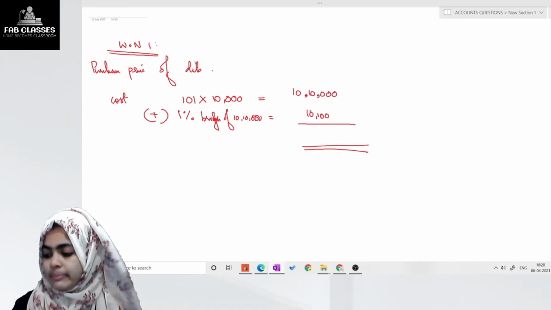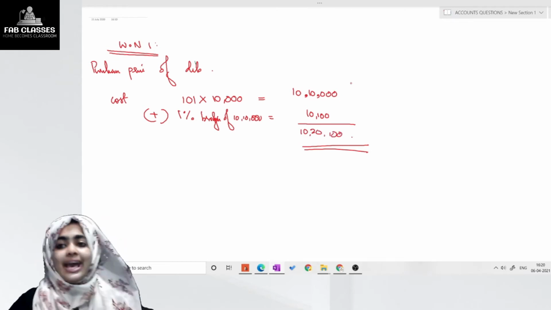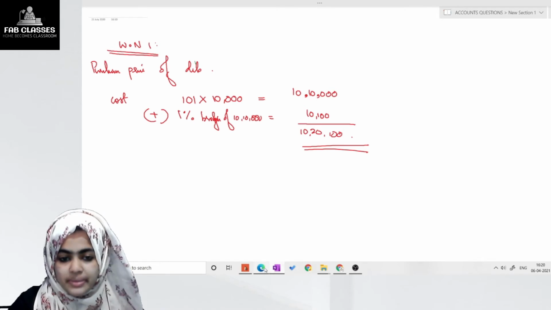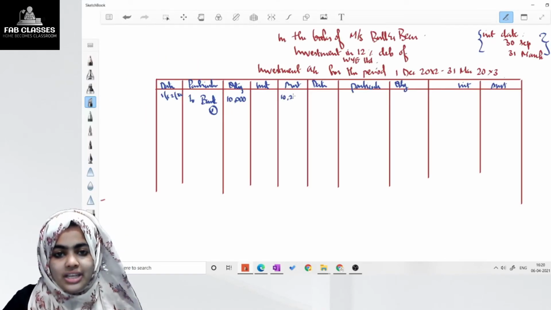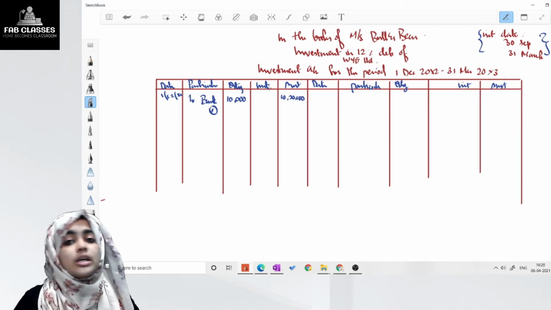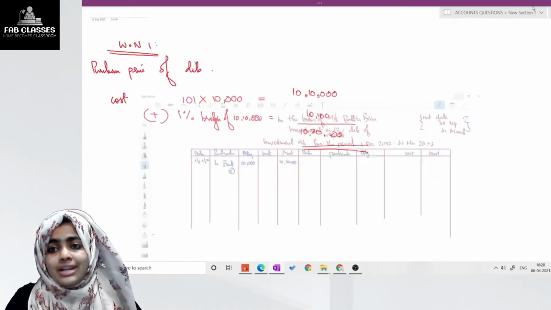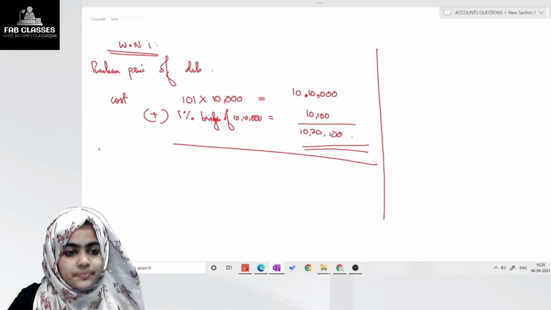So the value will be 10 lakh 20,100, which will be the amount or the cost of purchasing the debentures. Okay, so the cost of purchasing the debenture is 10 lakh 20,100, and now we are supposed to find the interest of the debenture. So let's see this working note number 1 itself.